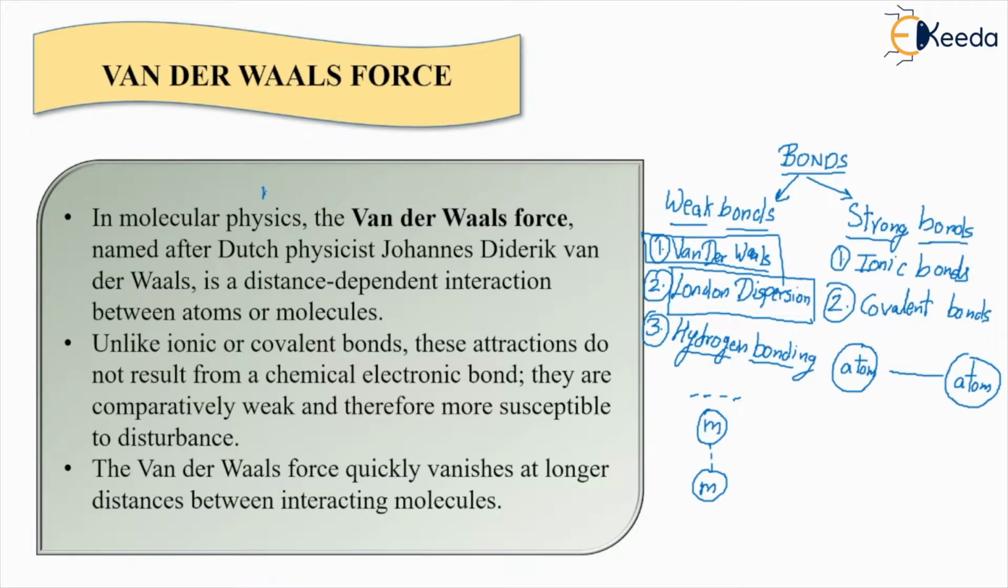So I've shown two molecules over here, molecule 1 and molecule 2. There is a van der Waals force between them. Now, if I place molecule 1 over here and molecule 2 over here, then there's a lot of distance between both the molecules. The distance has increased, so there are chances of this weak bond breaking up. So the bond vanishes if the distance between the interacting molecules is higher. If the distance gets higher, the bond vanishes.